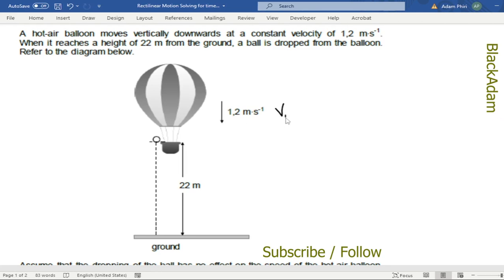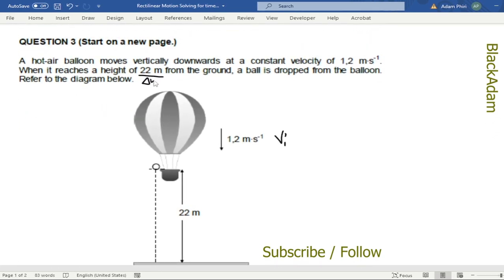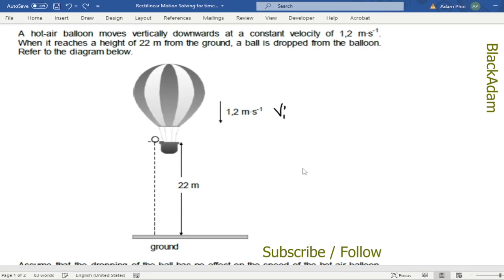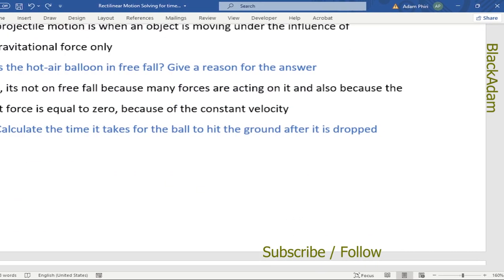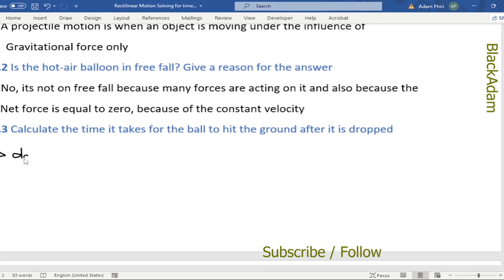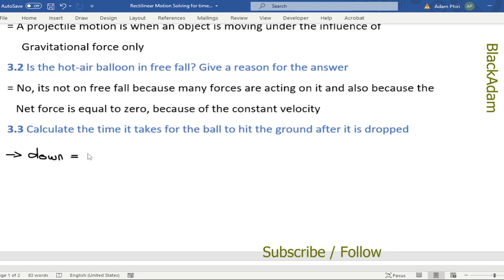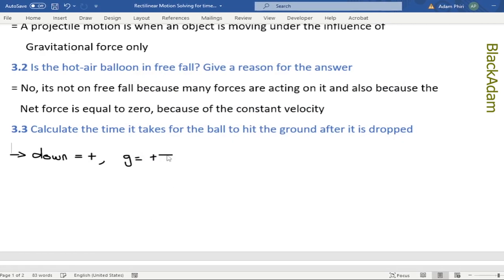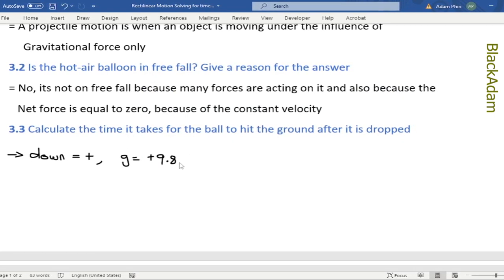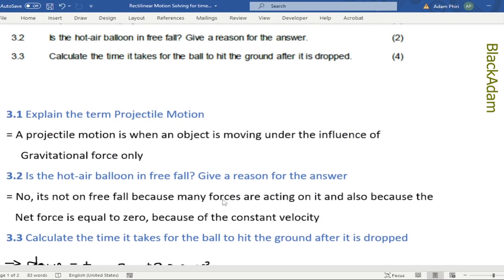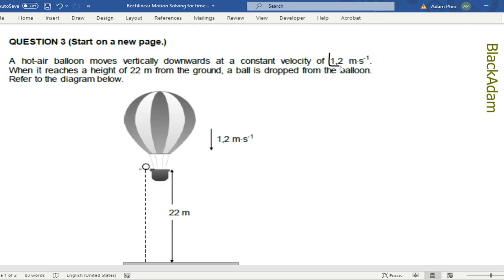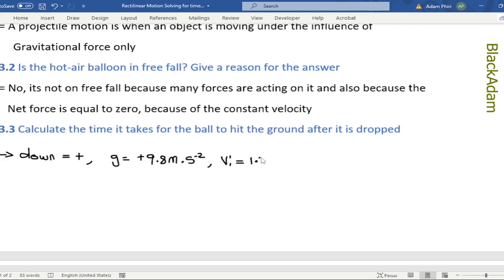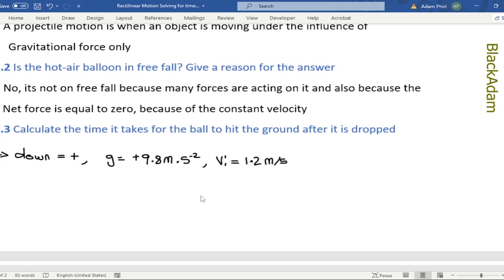Alright, so the other thing we look at is VI, which is 1.2 meters per second. Change in displacement is going to be 22 meters. And we also look at the information that we have, taking the vector direction down as positive, so everything is going down. G is going to be positive 9.8 meters per second squared. And then what other values do we have? We also have VI, which is 1.2 meters per second.